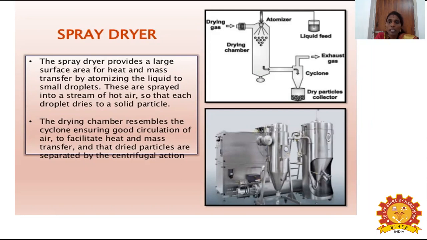Drying gas, you can see this dryer here, where this is the drying gas. This is the atomizer, and this area is the drying chamber. Here is the liquid feed, where we can put the liquid material that should be dried. That material is fed in this way, and then here in the drying chamber it will be dried.